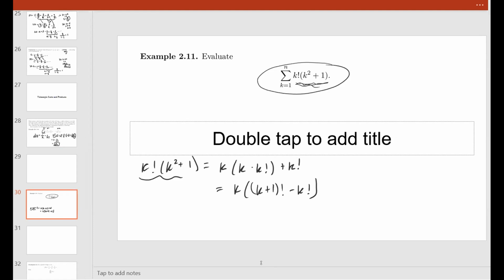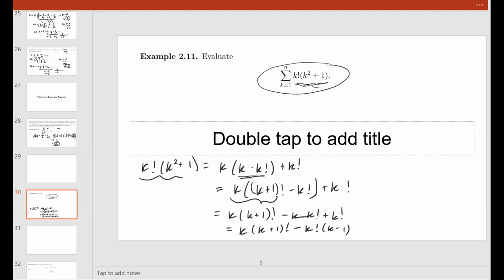Because k plus 1 factorial minus k factorial gives us this right here, and then plus k factorial. Then we can look at this term, this k times k plus 1 factorial, and then combine the other terms. So we have a minus k times k factorial plus k factorial, and this gives us k times k plus 1 factorial minus k factorial times k minus 1. And recall that k factorial is just 1 times 2 times 3 all the way up to k.